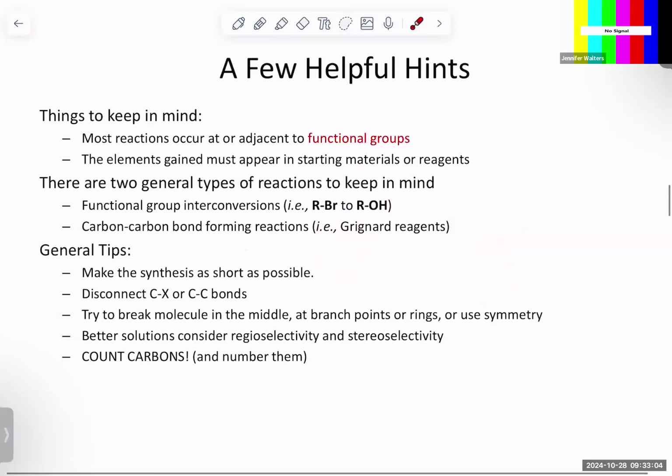When you're trying to make a synthesis, try to do the shortest synthesis possible. It's usually easiest to break molecules apart in the middle and then build up the pieces, as opposed to trying to work left to right across a molecule. Disconnect at your polar bonds, or wherever you see any key carbon-carbon bonds where you recognize, ooh, that could potentially be a Grignard adding in there. Look for any branch points or rings and use symmetry to your advantage.